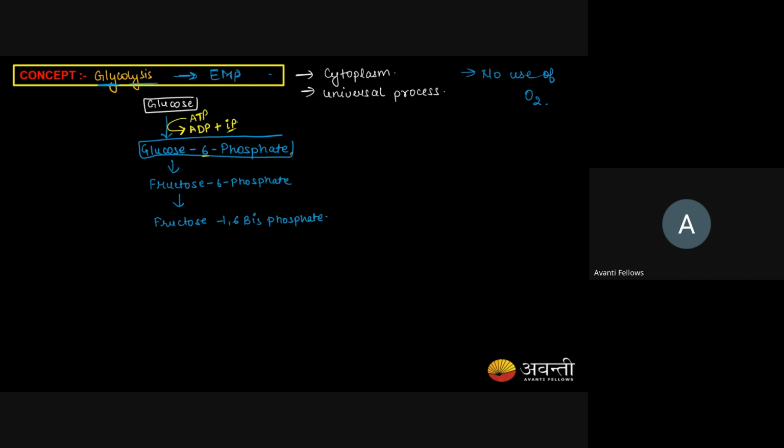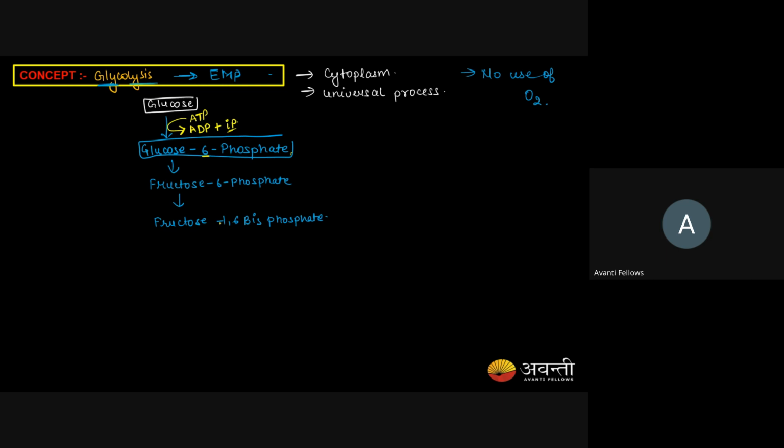And at which position of glucose will it attach? It will get attached at the 6th position of glucose. And then we will convert this glucose 6 phosphate into fructose 6 phosphate. This is a normal step of isomerization. We converted glucose 6 phosphate into fructose.